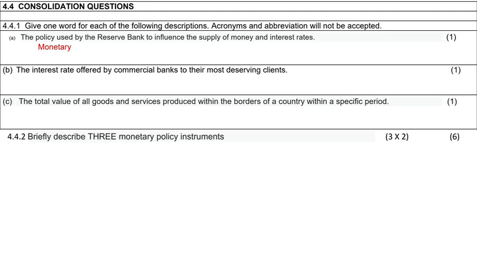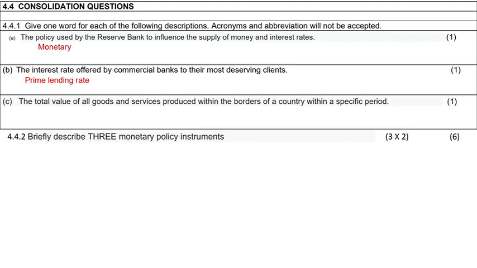The interest rate offered by commercial banks to their most deserving clients. Now be careful here. Many students, they just read the interest rate offered and they immediately write the answer because they know the only interest rate they know about is the repo rate. Another name for that is obviously repurchase rate. But the repo rate is what SARB lends to the commercial banks. But the question here is asking you the rate offered by commercial banks to their clients. And that is the prime lending rate, which is a little bit higher than your repo rate.